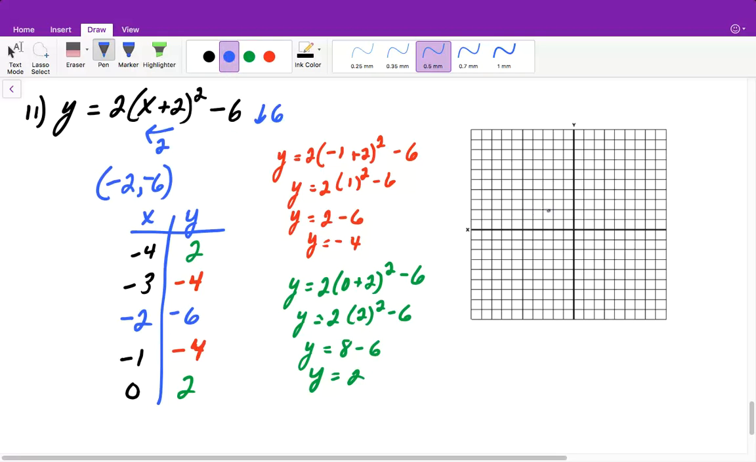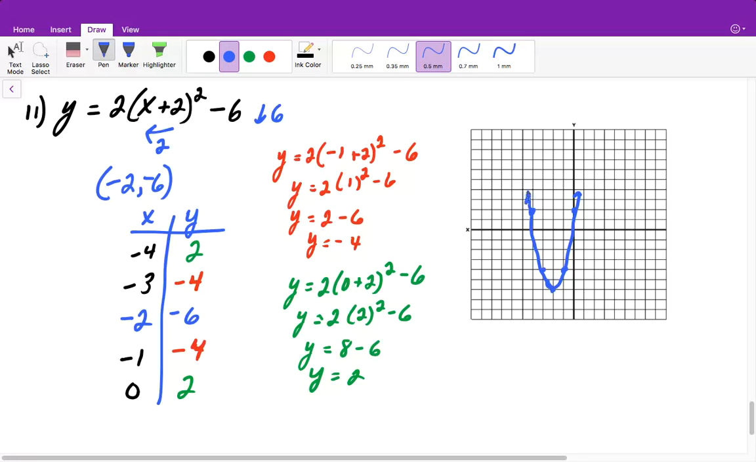Our vertex is at negative 2, negative 6, so 1, 2, 1, 2, 3, 4, 5, 6. Our next point is at negative 1, negative 4, so 1, 2, 3, 4. And then at 0, we're at 2. And then at negative 3, we're at negative 4, so it'll be here. And at negative 4, we're at 2. So we will draw our graph going through these.